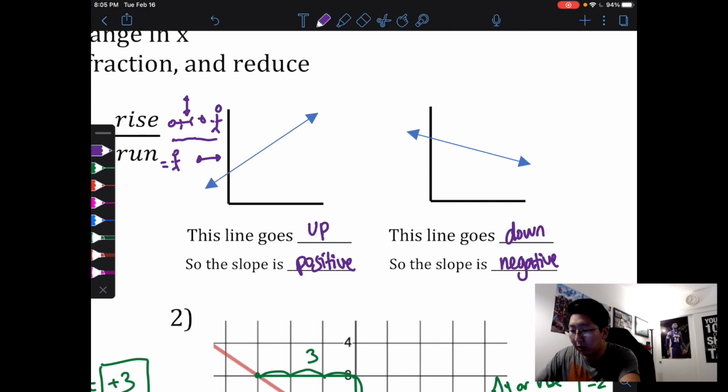All right, this was a short set of notes. Your job is to find the slope given a graph.